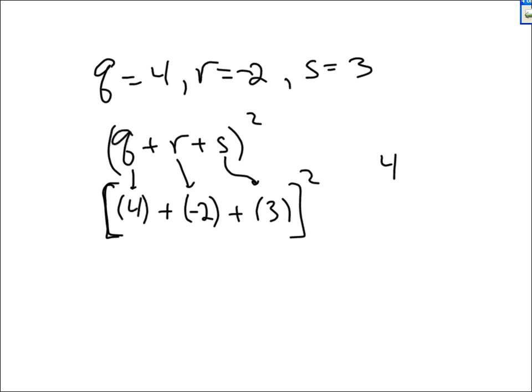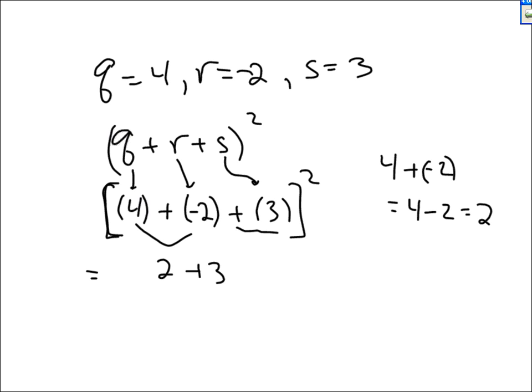How much is 4 plus negative 2? Well, it's not 4 plus 2, so it's 4 minus 2, which of course is 2. So this is 2. Don't forget the plus 3. And 2 plus 3 is 5, and you square it. You can put any type of brackets you want. It's 25. Here I put the square brackets.